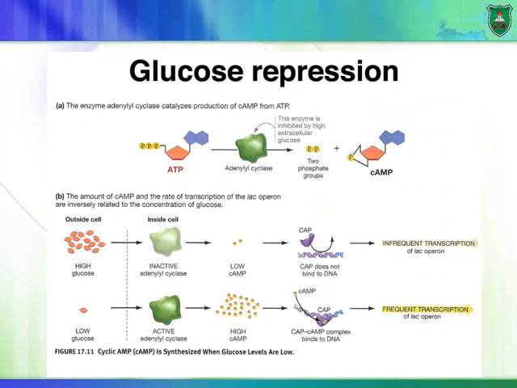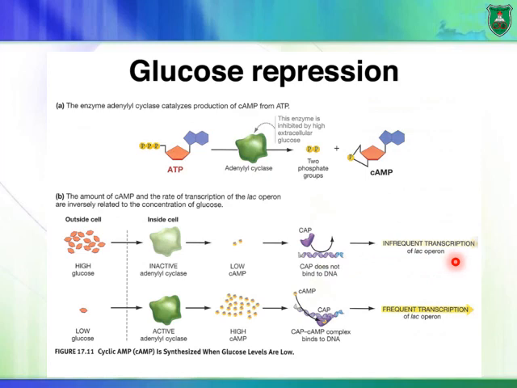So again, ATP is converted to cyclic AMP by adenylyl cyclase, and this adenylyl cyclase is regulated by how much glucose there is in the cell. So if there is a high level of glucose outside of the cell, it goes into the cell, it inhibits adenylyl cyclase, and there would be a low level of cyclic AMP. Cyclic AMP cannot bind to CAP. CAP in this case cannot bind to the element that is upstream of the promoter.